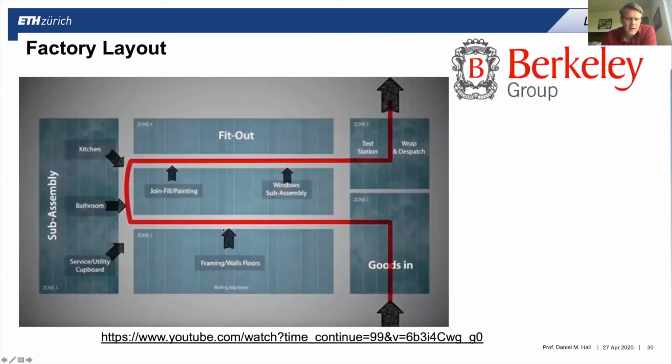This is a really nice video. I'm not going to play it just for the sake of time, but the Barclay Group did a really nice video, which I linked in the YouTube, that shows kind of their factory layout. And this is the level of detail that I might ask you to do if you're going to propose an integrated factory. So where do the goods come in? What are the different stations? So here they have their framing station, their service station, their bathroom station, their windows and sub-assembly station, their testing station, and then it goes out this way, right? So you've kind of designed your factory flow.